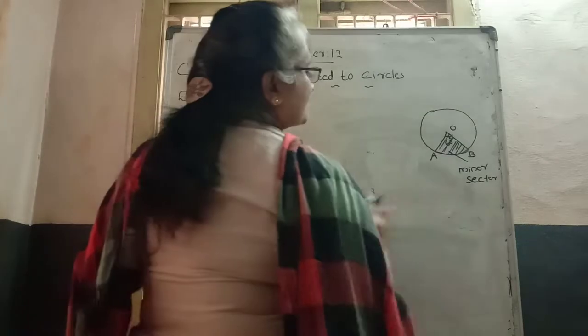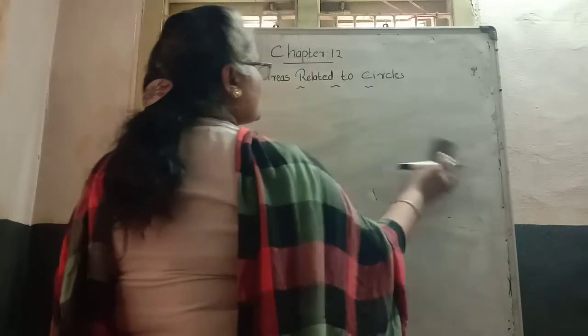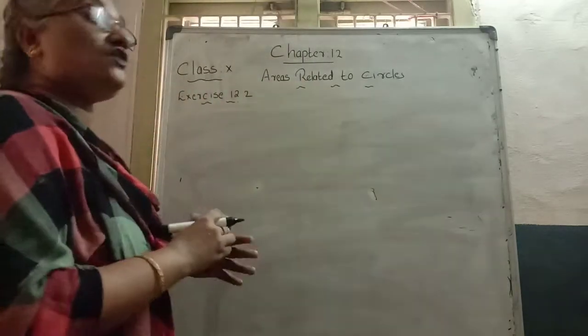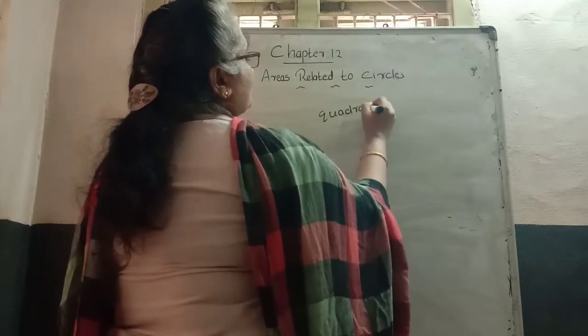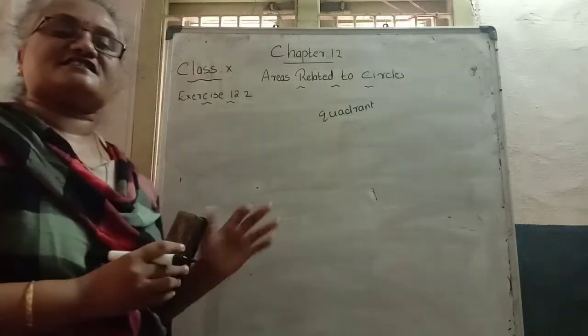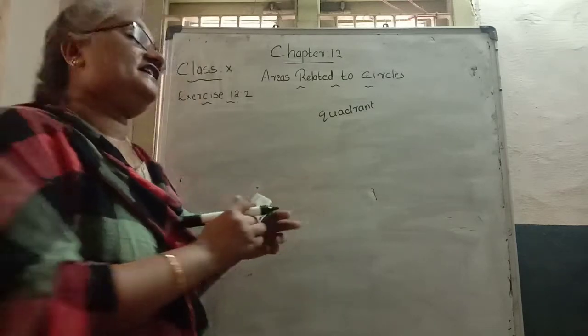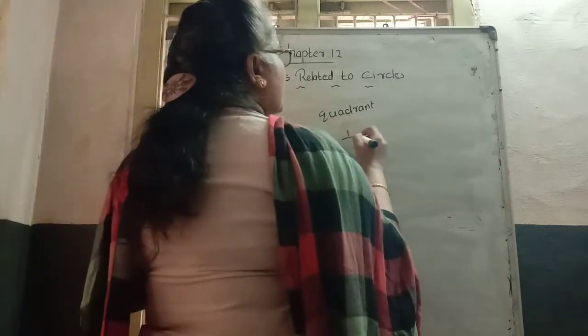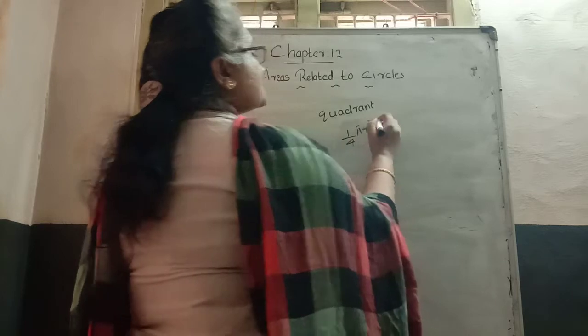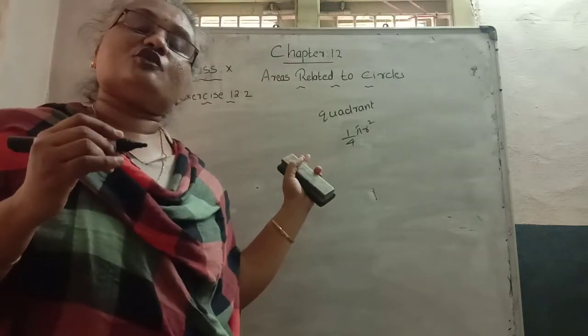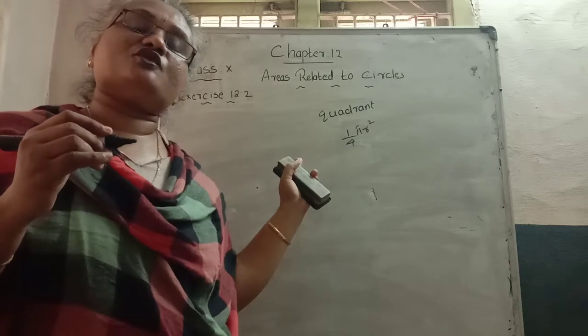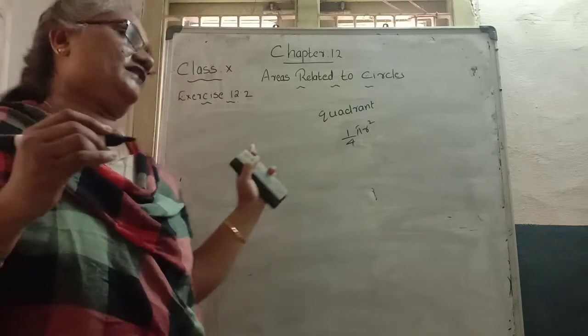The next question asks us to find the area of a quadrant. What is the formula? 1 by 4 pi r square. We learned the quadrant last class. The formula for finding the area of a quadrant is 1 by 4 pi r square.